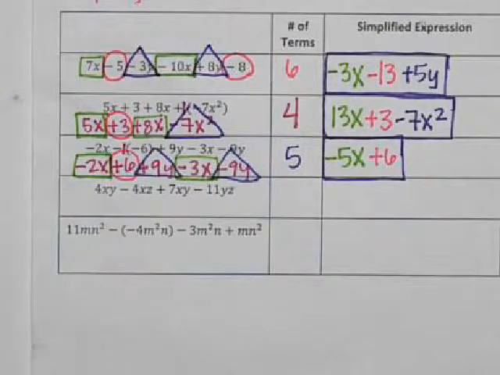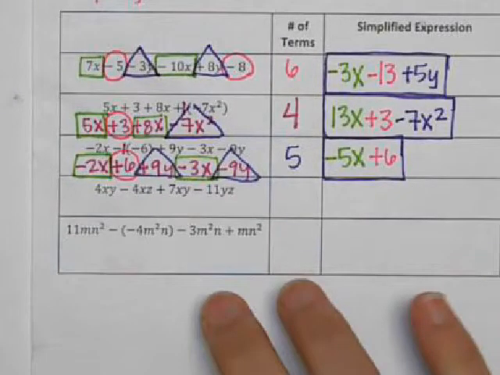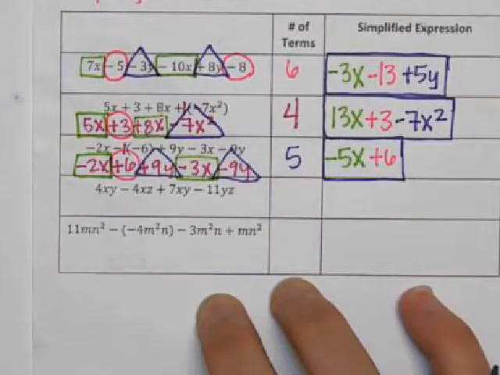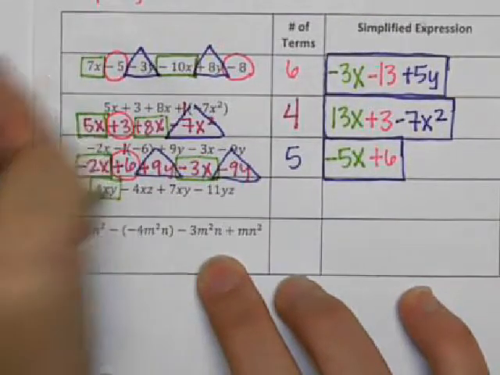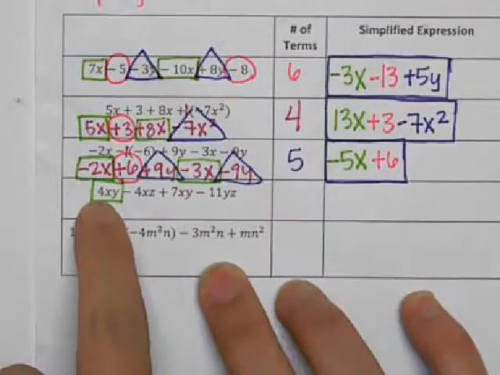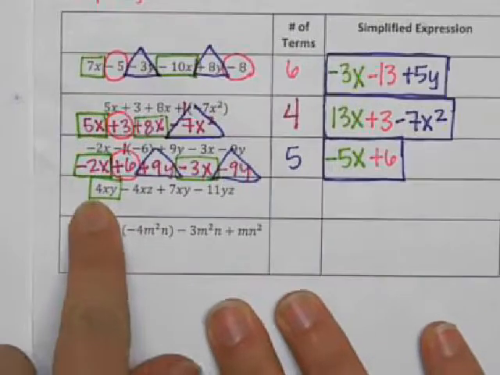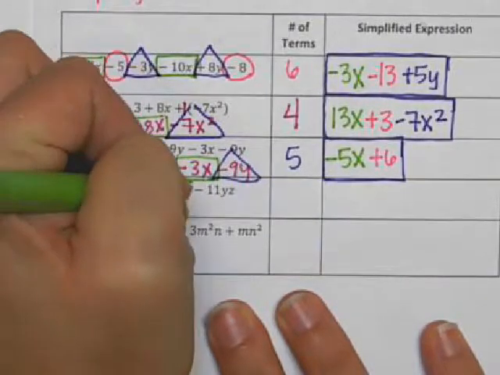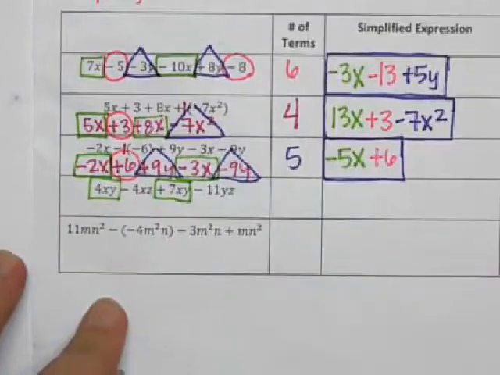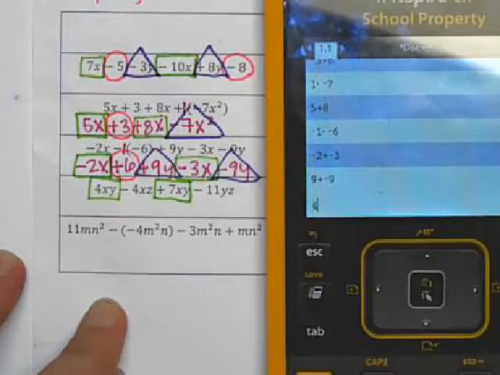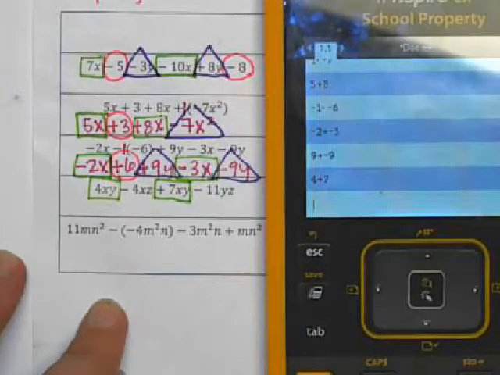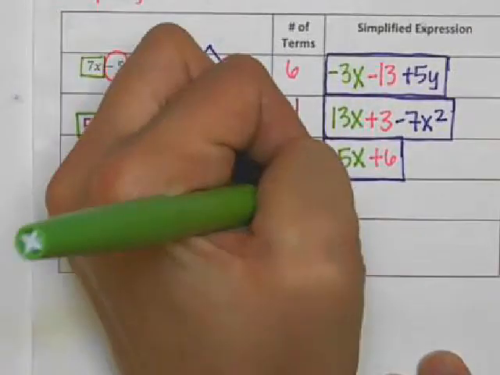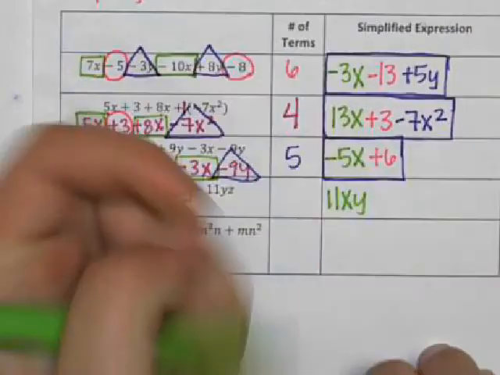Okay, for the fourth problem, I don't have any parentheses here, so I'm ready to go ahead and combine like terms. So I'm going to box my first term, 4xy. And the only other term that has xy is this +7xy. And I'm going to combine 4 plus 7 and get 11. So I'm going to write 11xy.